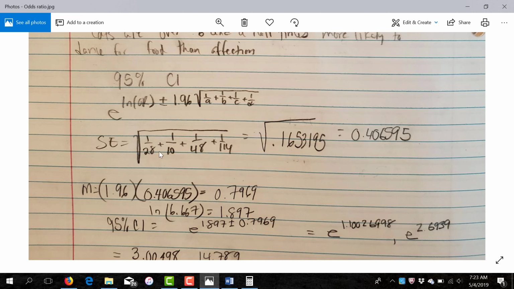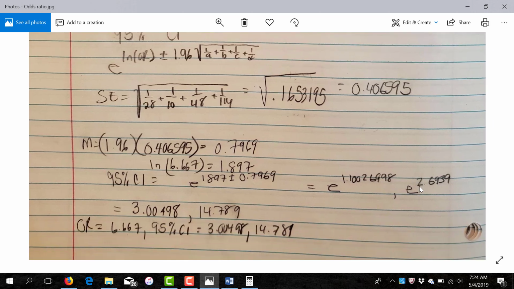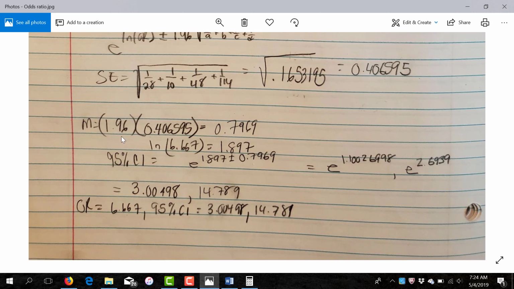And so for our standard error, we simply divide 1 by each of these cell values, add them up, and take the square root, and we get 0.1653195, square root of that, and we get 0.406595. I use a lot of digits here to make it more accurate; you don't have to use so many. So our margin of error is 1.96 times that standard error. We get 0.7969.